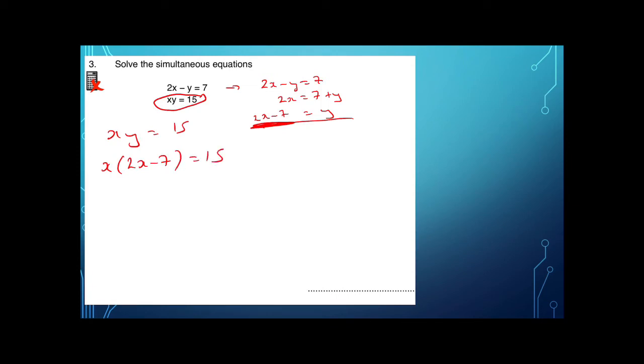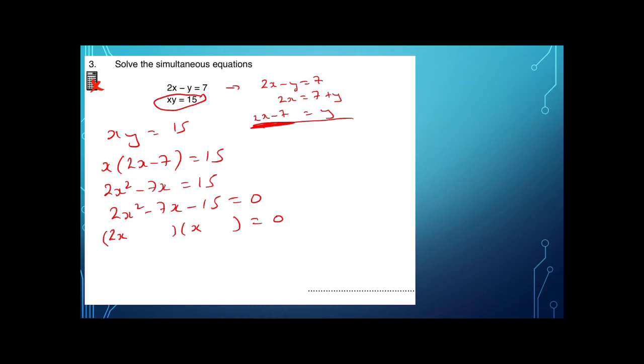Going to expand that bracket. 2x squared minus 7x is equal to 15, and we're going to put it equal to 0 so that we can hopefully put it into two brackets there. It's got to be 2x and x, and it's going to be 3 and 5.